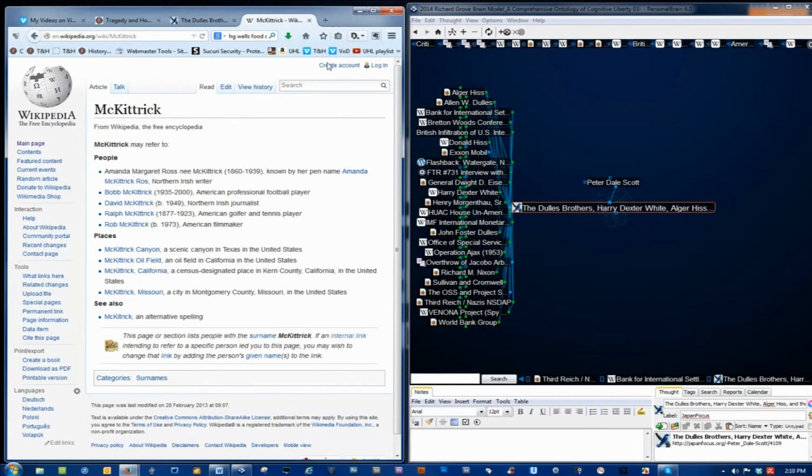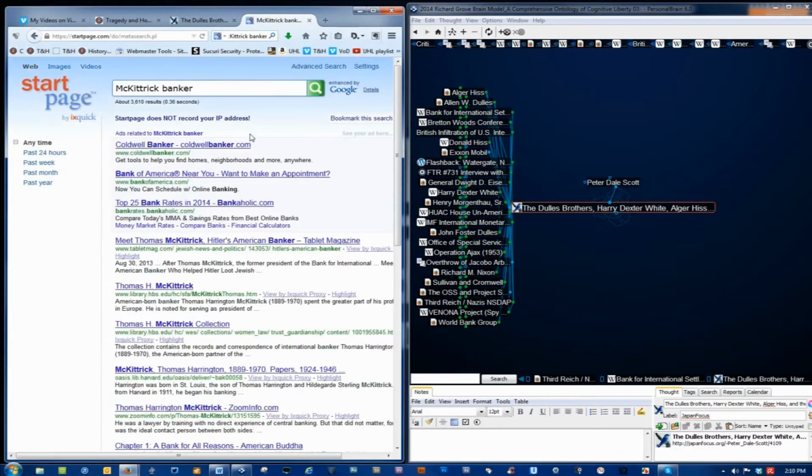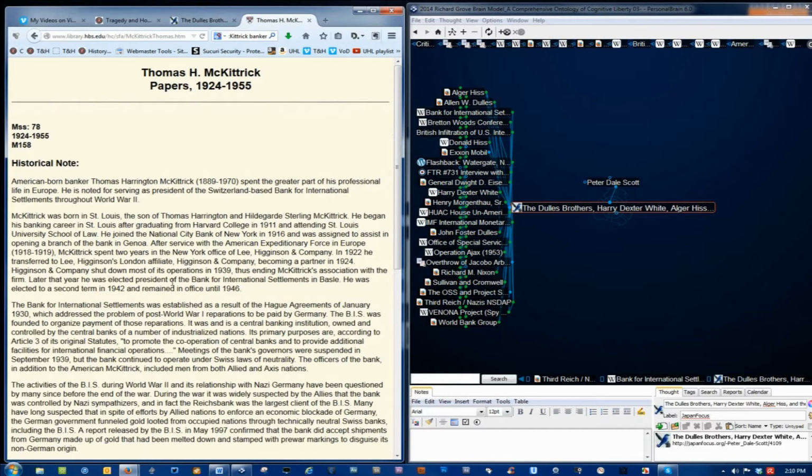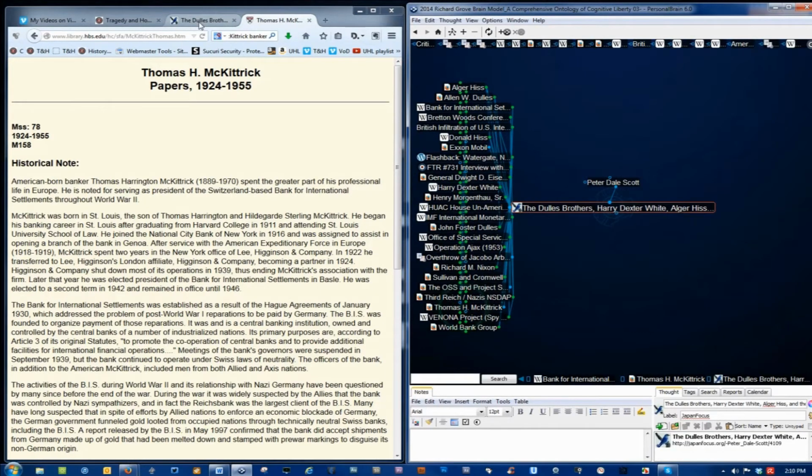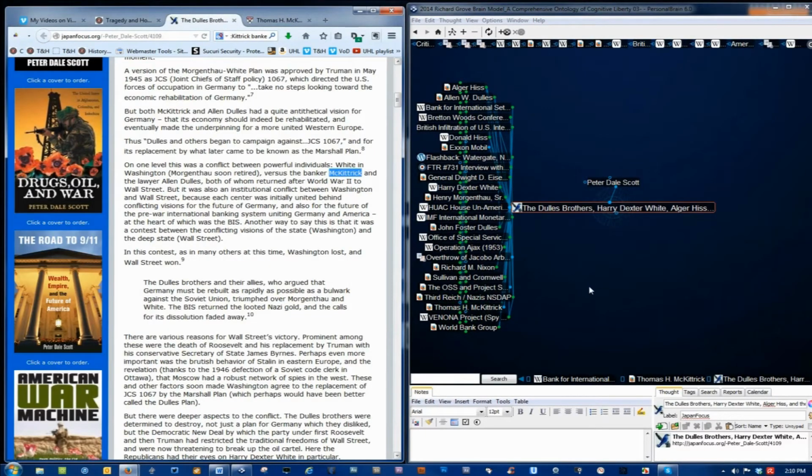Another way to say this is that it was a contest between the conflicting visions of the state, Washington on the one hand, and the deep state, Wall Street on the other. In this contest, as in many others at this time, Washington lost and Wall Street won. The Dulles brothers and their allies, who argued that Germany must be rebuilt as rapidly as possible as a bulwark against the Soviet Union, triumphed over Morgenthau and White. The BIS returned the looted Nazi gold, and the calls for its dissolution faded away.